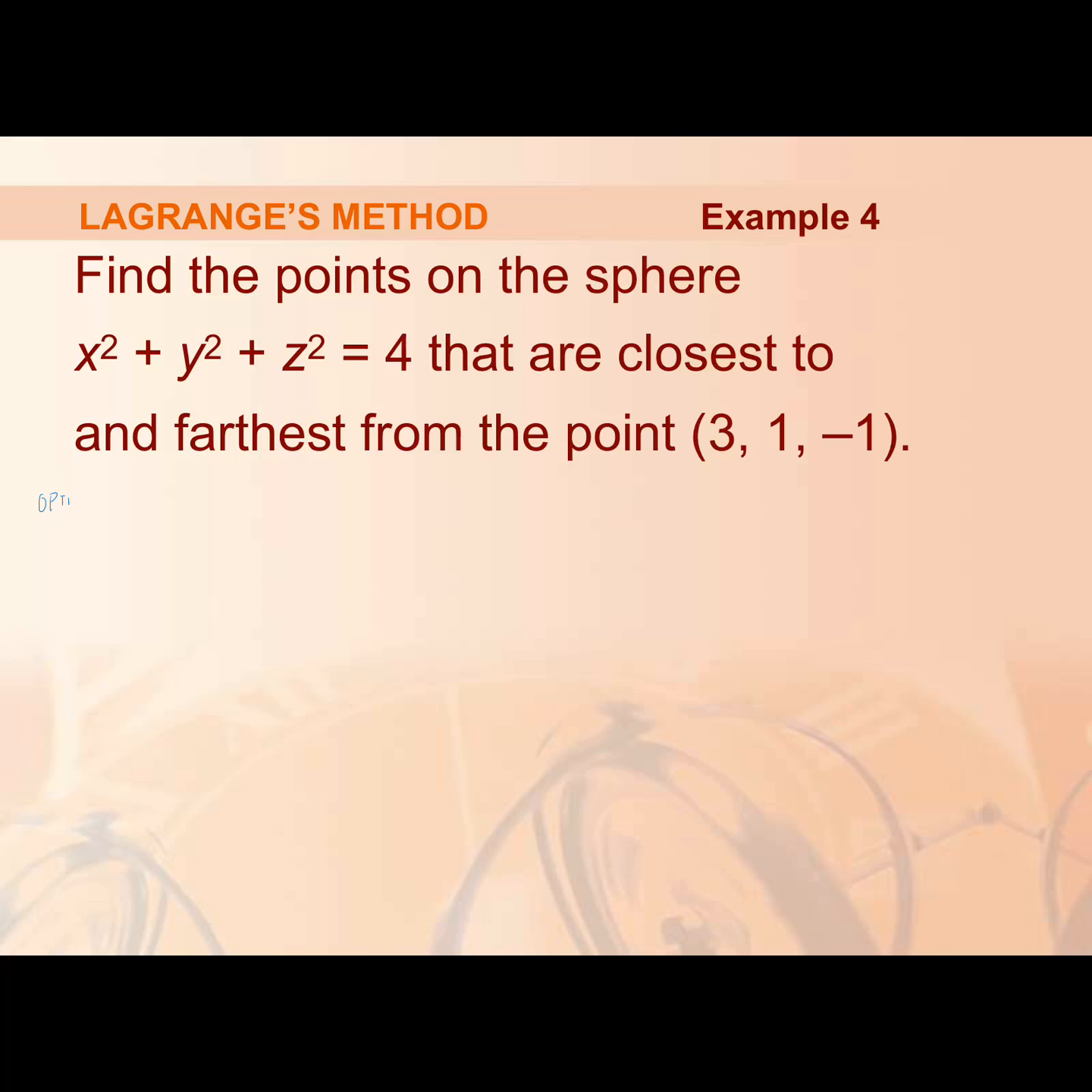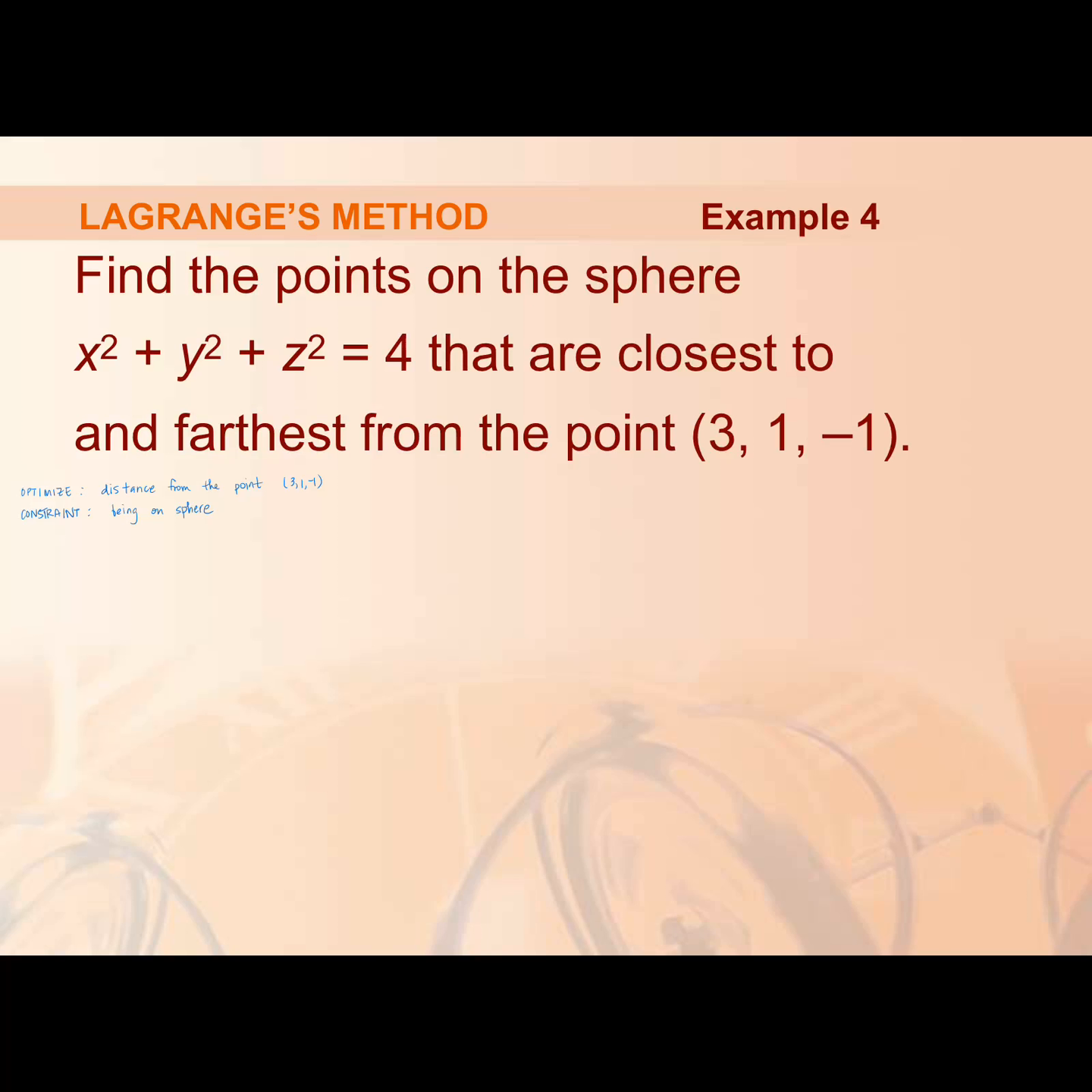What are we trying to optimize? We're trying to optimize distance, and it is subject to the constraint of being on that sphere. So it is distance from the point (3, 1, -1), subject to the constraint of being on that sphere.